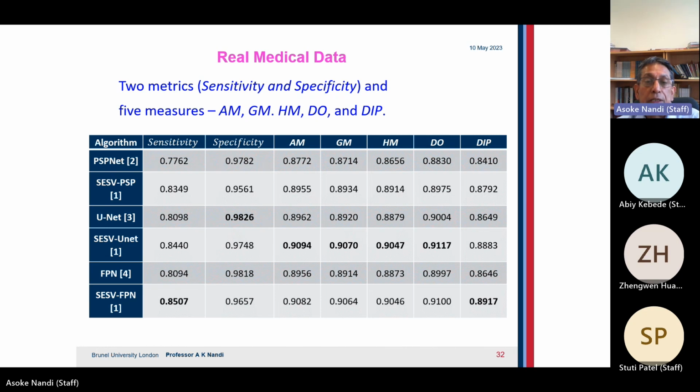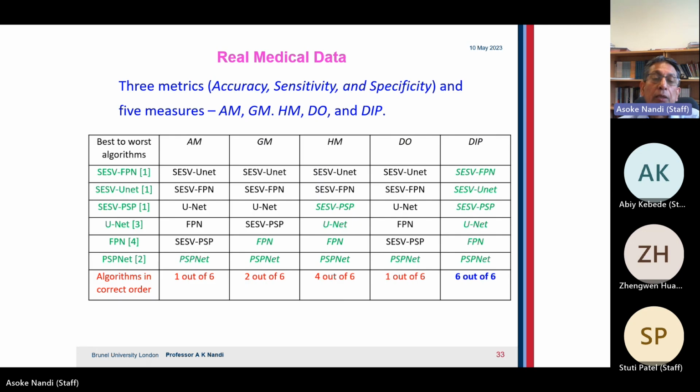Okay, so this is two metrics. So we are in a plane, a Euclidean plane. And just because we can extend to three dimensions as well, I thought it'd be interesting to put the three-dimension one. So here we have three metrics. Before we had these two, now we have the accuracy as well. So we have three metrics and the same five measures. And these are the same algorithms here.